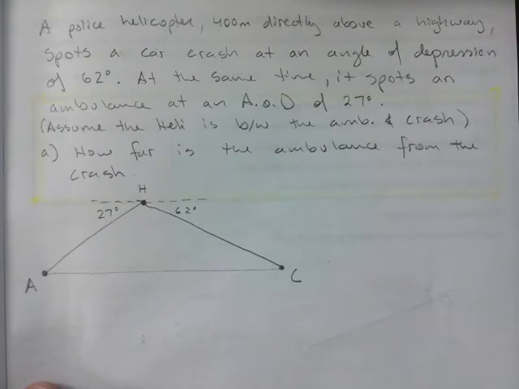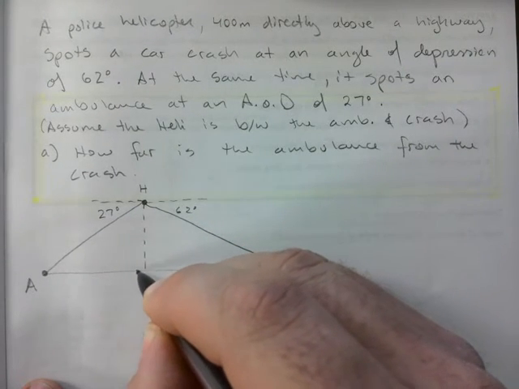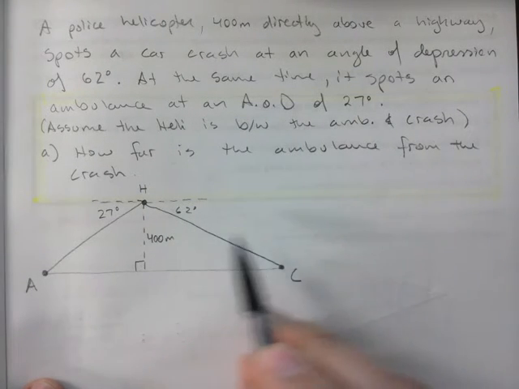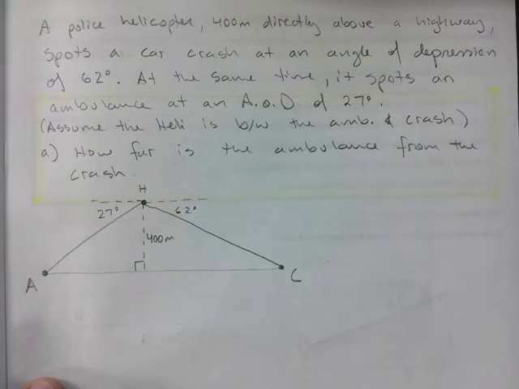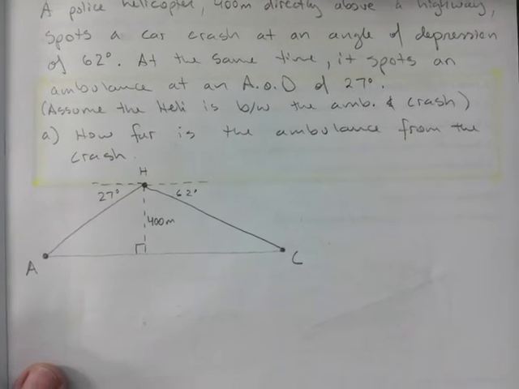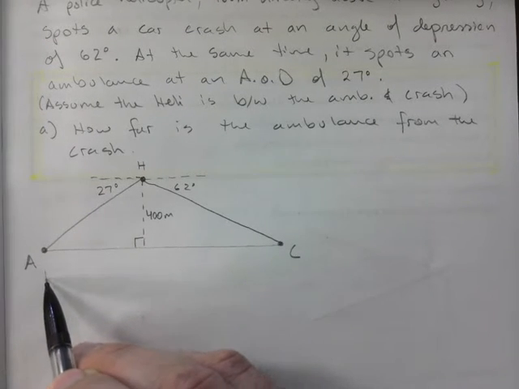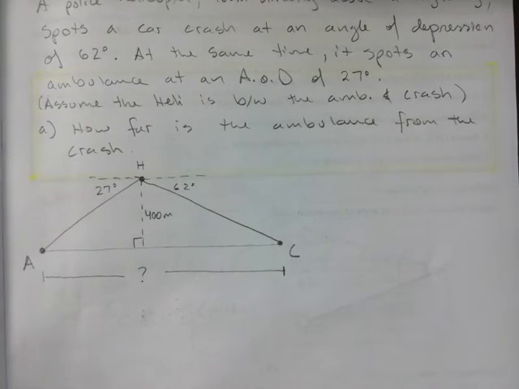Okay, and what else do we know? We know the height: we're 400 meters directly above the highway. So I will not make that a side. I will just say, hey, this is 400 meters. We could have sketched it outside of the triangle or inside. The height stays the same no matter where you go. And in this case, they're asking us to figure out what this is, the question mark here. Stretch AC.